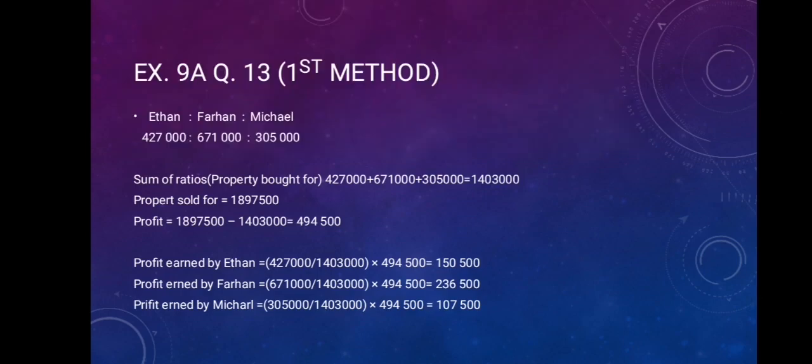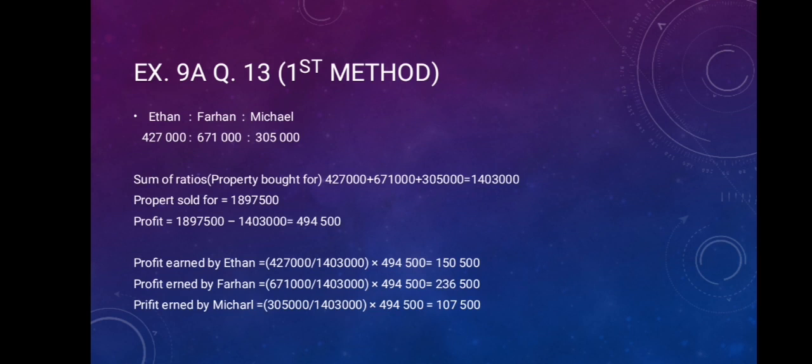Well, dear students, this is question number 13 from exercise 9a. There are three persons, Ethan, Farhan, and Michael. They are investing in some business in this given ratio, which is stated in the question. And after some time, they sold that property for 1,897,500. We have to work out how much share of profit they are going to get each.